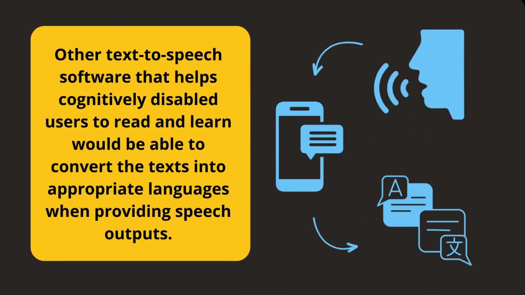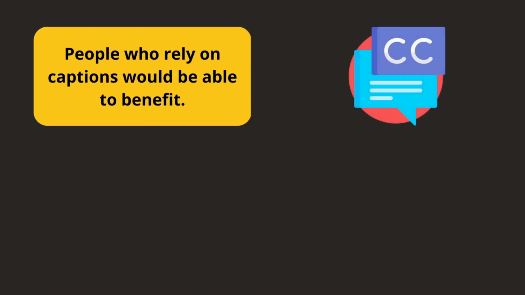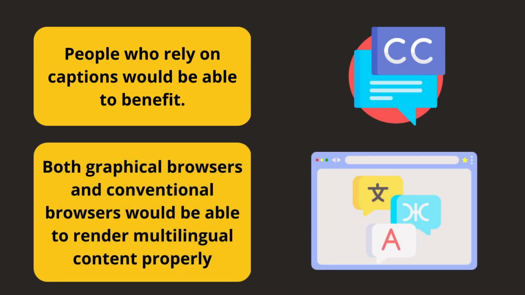Other text-to-speech software that helps cognitively disabled users to read and learn would be able to convert the text into appropriate languages when providing speech outputs. And people who rely on captions would be able to benefit. Also, both graphical browsers and conventional browsers would be able to render multilingual content properly.